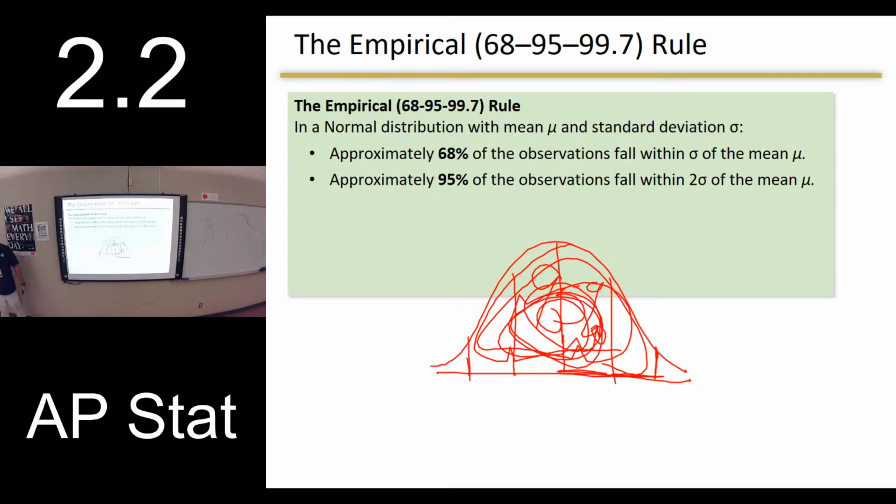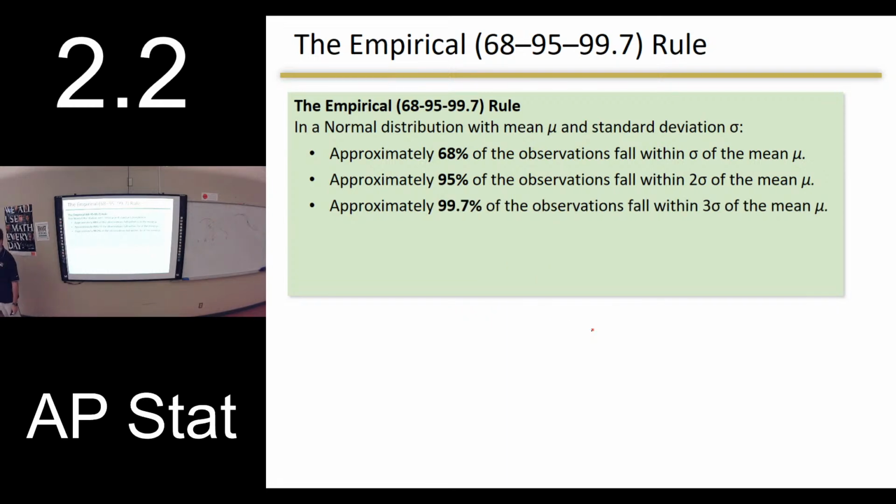And so that has to mean that 99.7% will fall within 3 standard deviations. So almost all of the data falls within 3 standard deviations. There is a very, very small amount that falls outside of the 3 standard deviations.